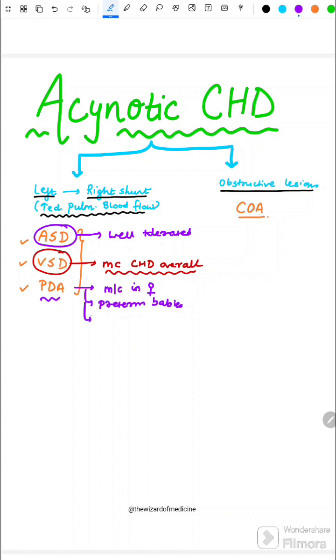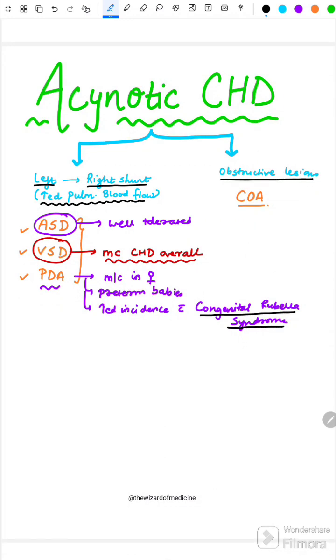And also there is increased incidence of patent ductus arteriosus seen with congenital rubella syndrome. We already discussed this in our past video, right? So it is the most common acyanotic CHD in females, preterm babies, and also there is increased incidence with congenital rubella syndrome.